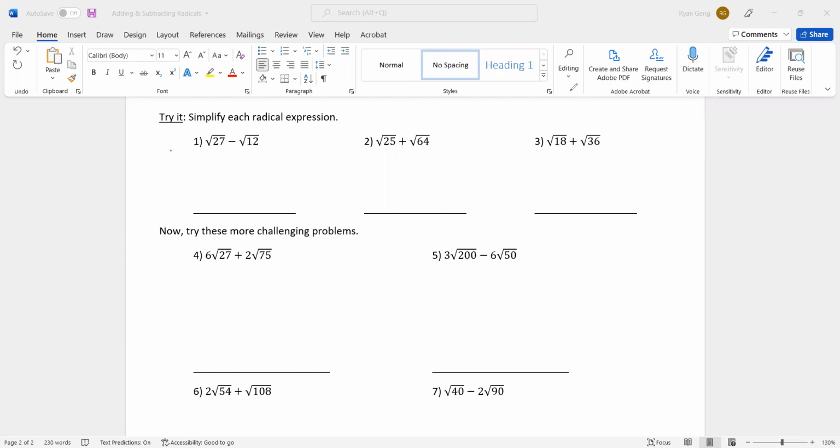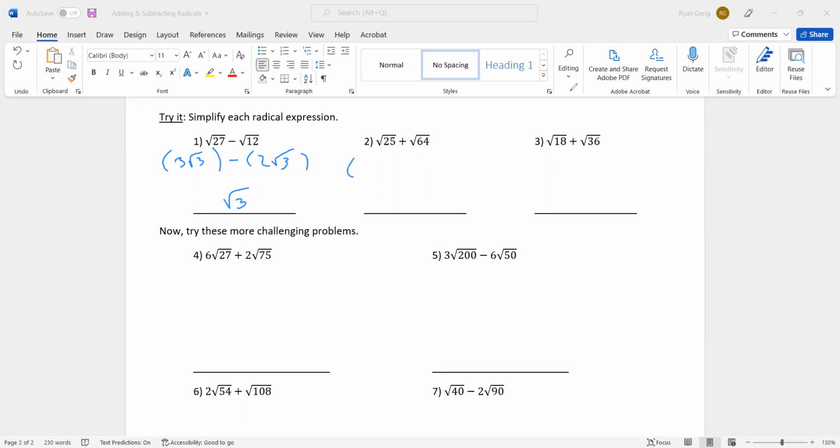I'm going to simplify both the square root of 27 and the square root of 12. We've done this a lot, so I'm not going to spend a ton of time showing you how to simplify this. Square root of 27 is 3 radical 3. Square root of 12 is 2 radical 3. Now they're like radicals. Now I can combine them. 3 radical 3 minus 2 radical 3 is 1 radical 3, or just radical 3.